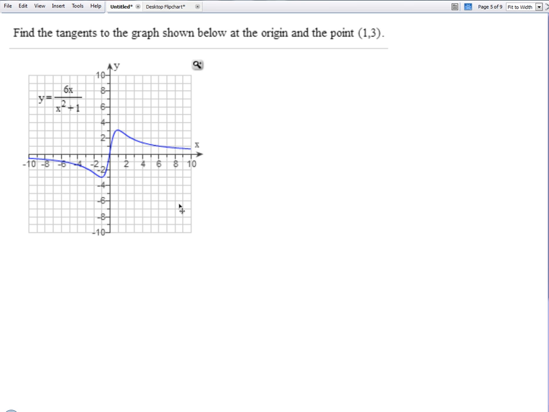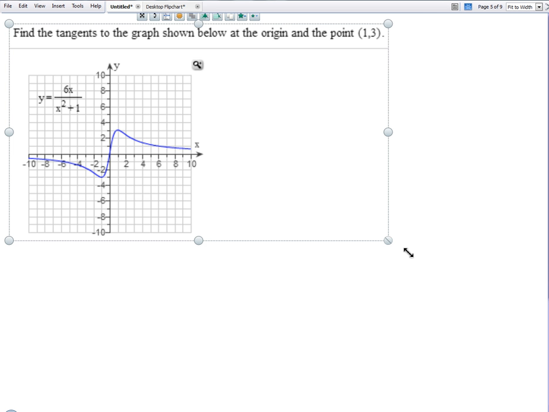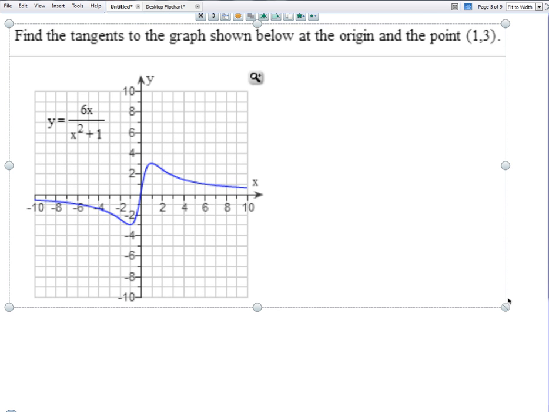Oh, you know what? That's a bad... Okay, this is a graphing calculator one. You know what? This problem I shouldn't have assigned this. Should not have assigned this. Can we do this one?